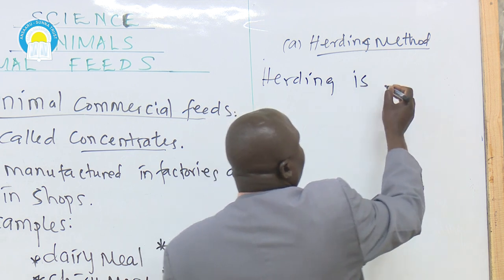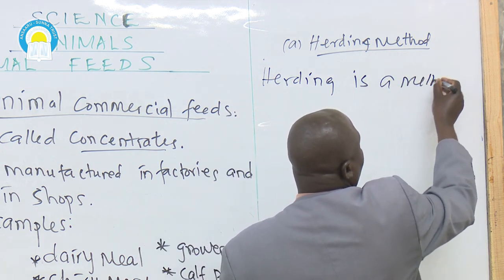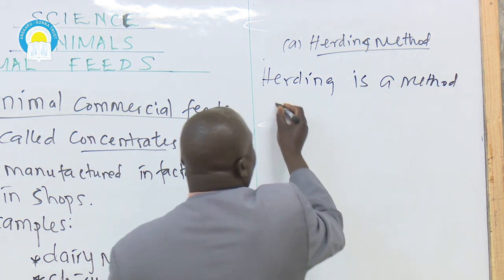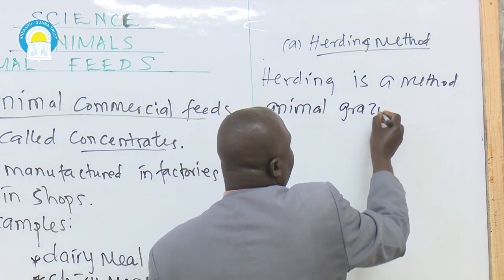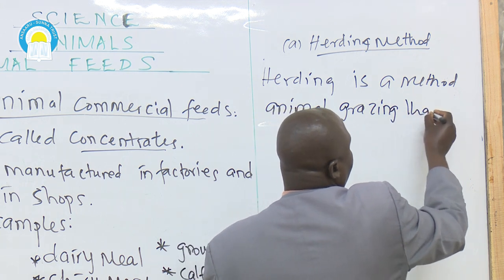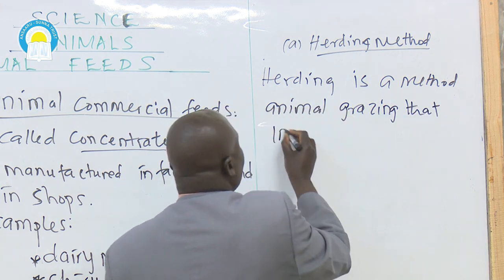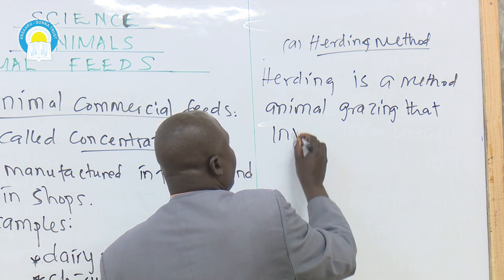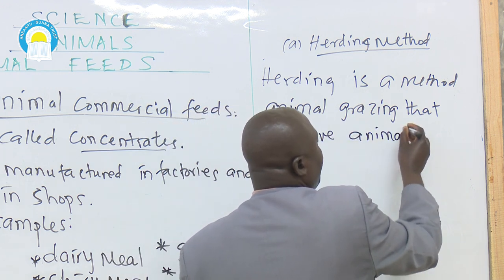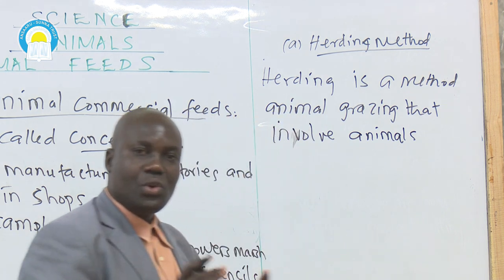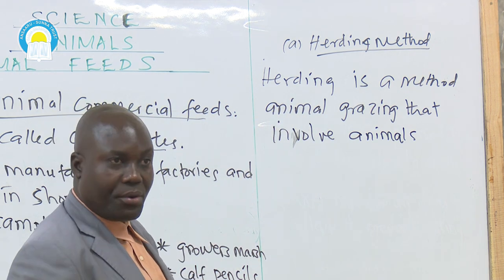Herding is a method of animal grazing that involves animals moving about as they graze on their own.